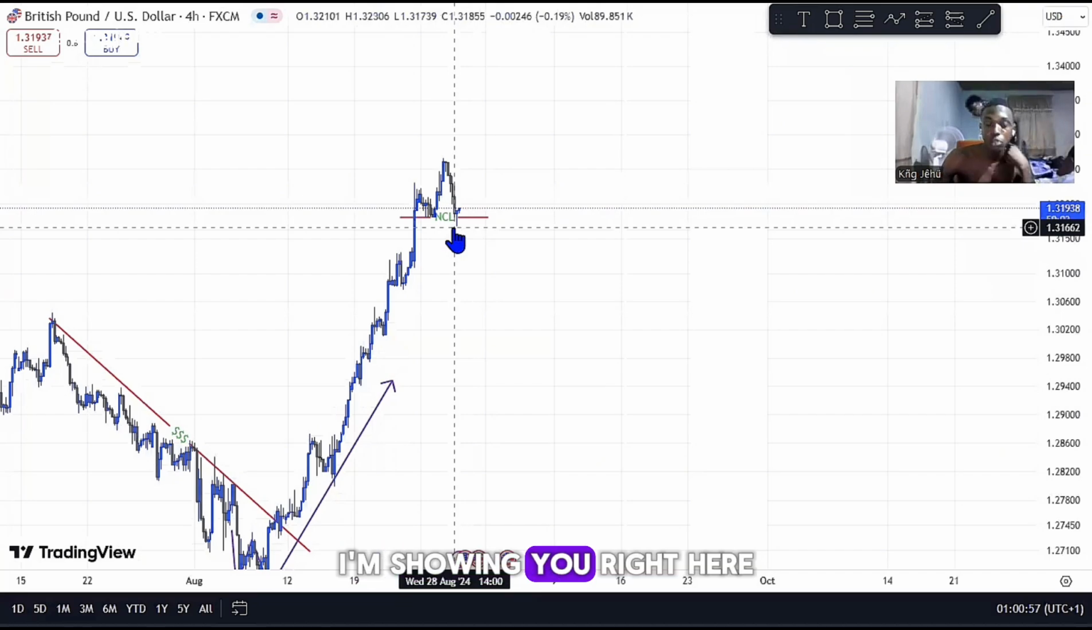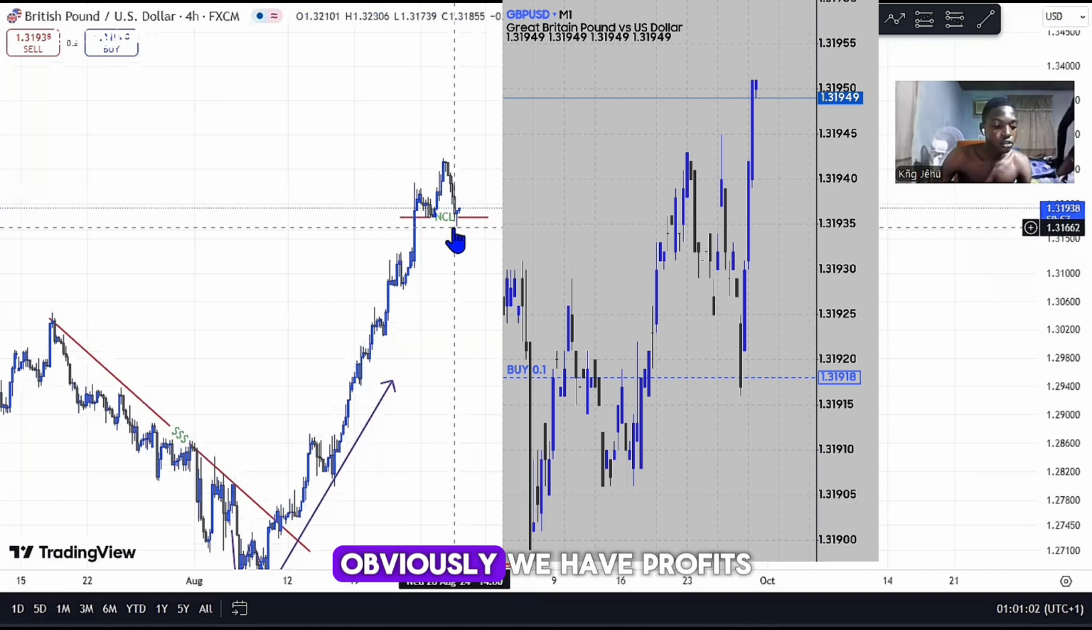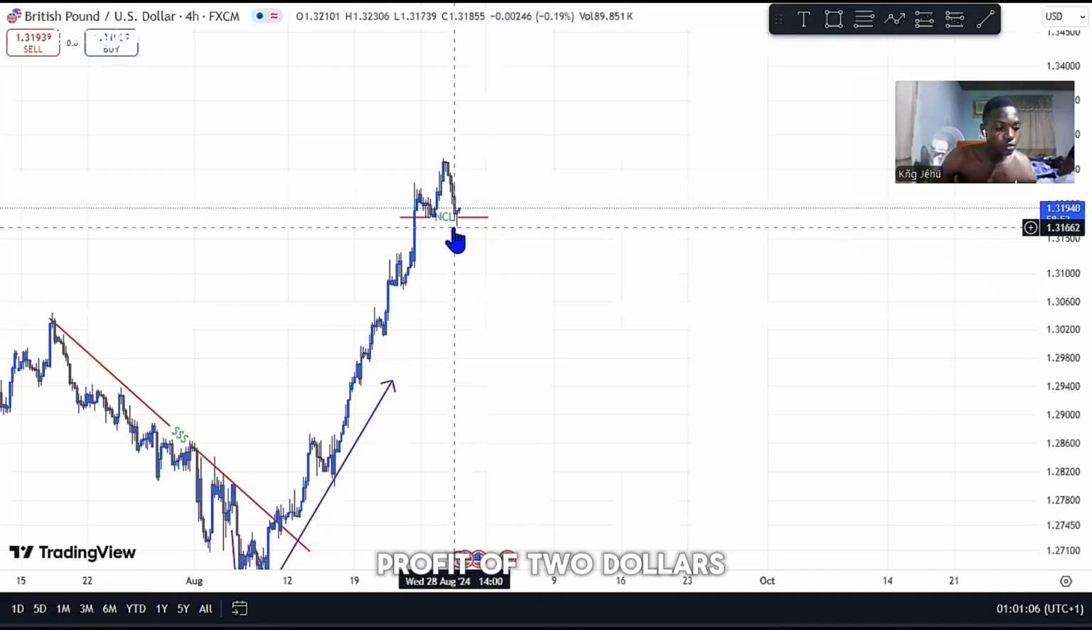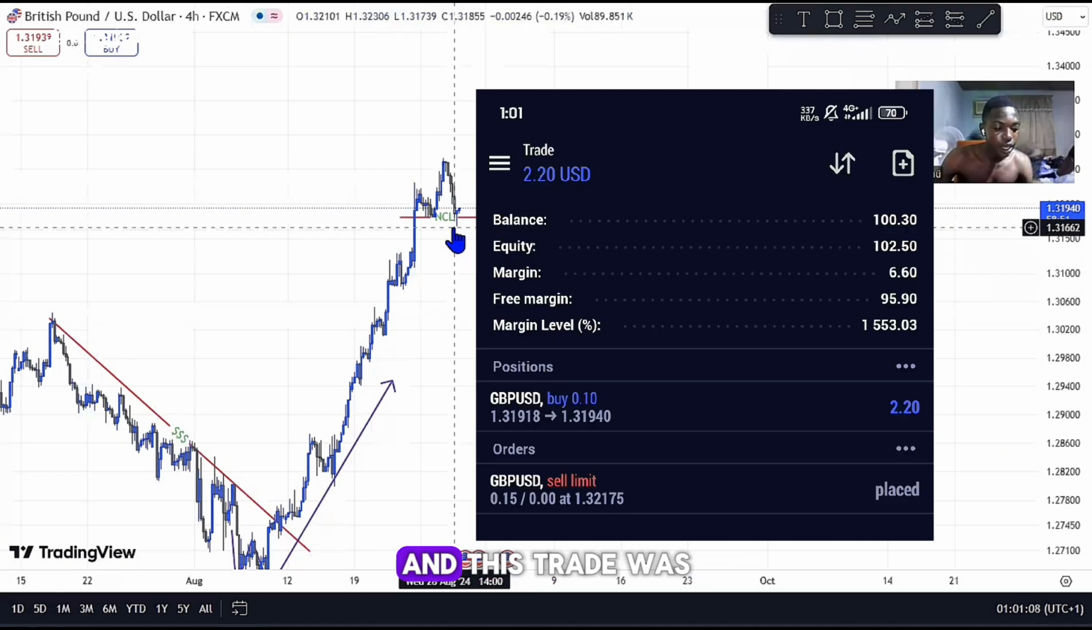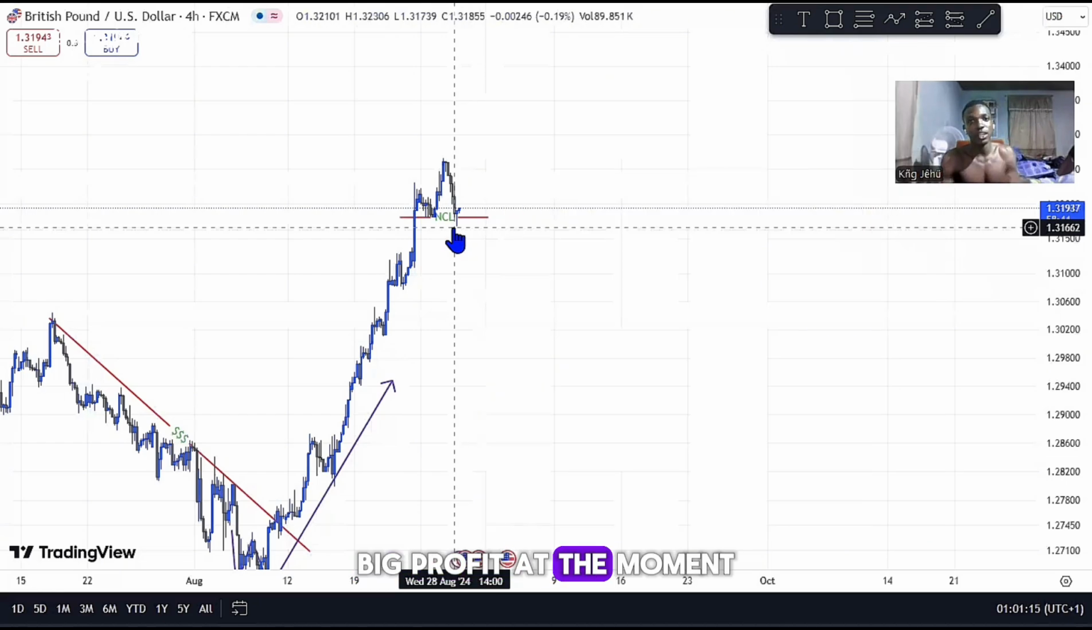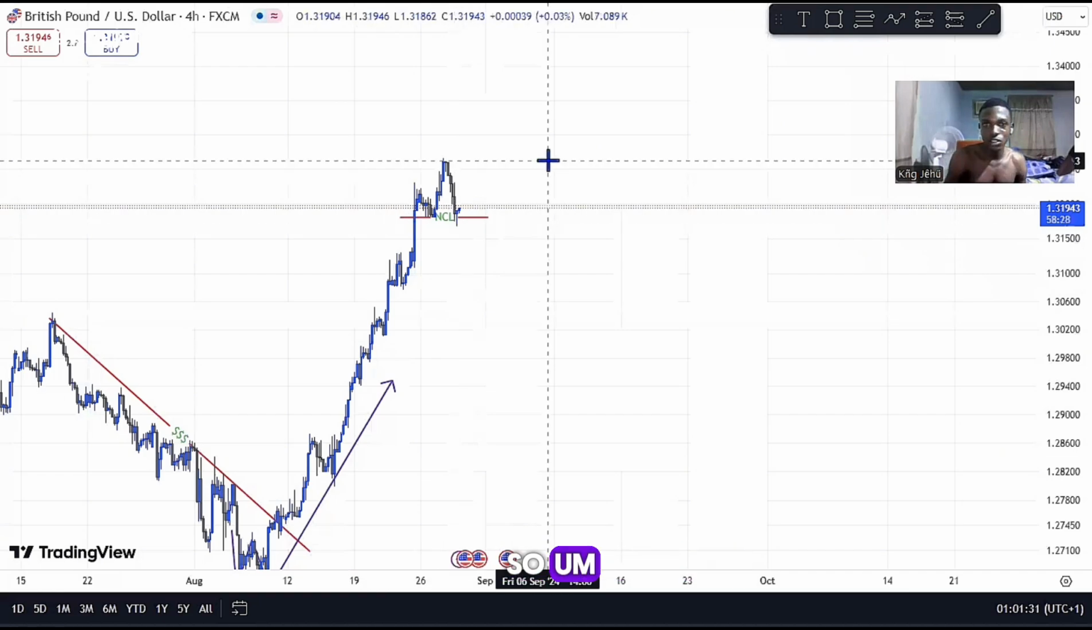Okay, so I'm going to be showing you on your screen the trade I'm on currently from this setup I'm showing you right here. And obviously we're in profits, as you can see, profit of $2.20, and this trade was taken this night, so it's not big profit at the moment. And the reason is because there is no current liquidity by 9:30 a.m. thereabouts Nigerian time. I just saw this, so I decided to just record something ASAP and send to my YouTube channel.